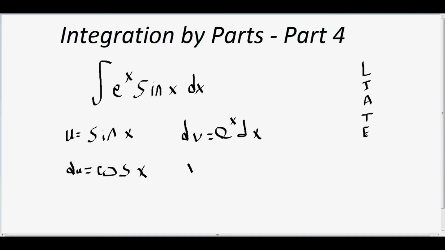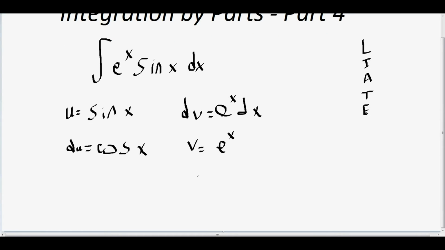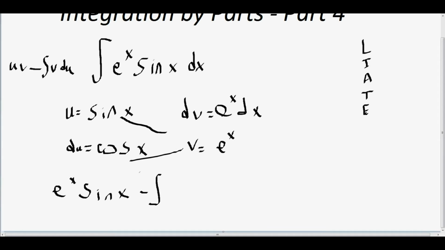So the integral of e to the x dx is just e to the x. So now we follow the formula. Recall that it's uv minus the integral of v du. Here, I'll just write it. uv minus the integral v du. So u times v, that's e to the x times sine x, minus v du. That's just e to the x cosine x. Oh, there should be a dx here.